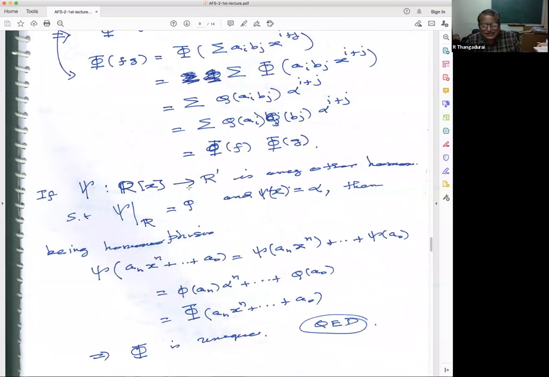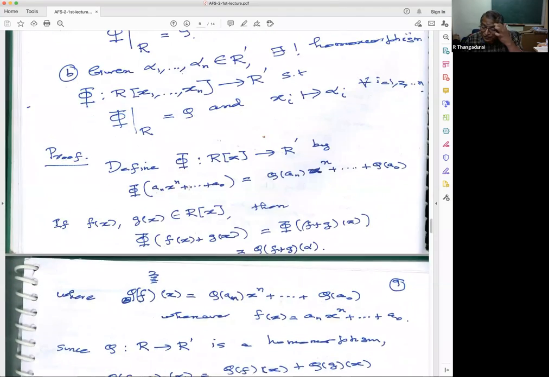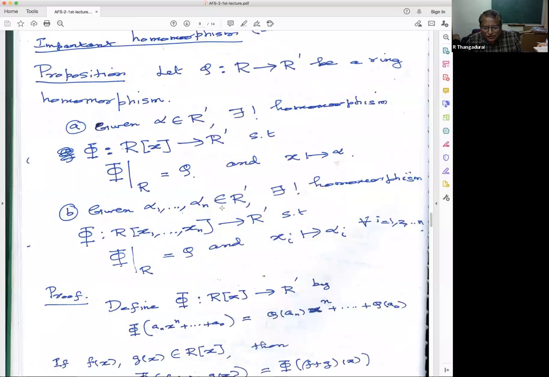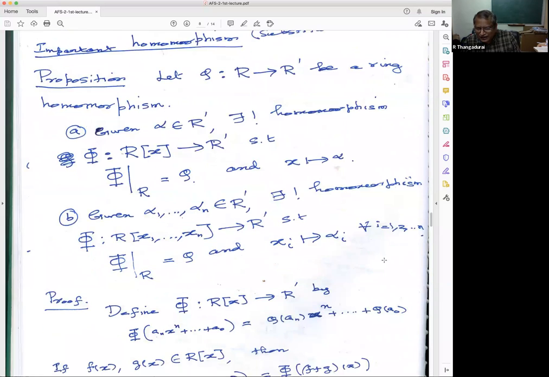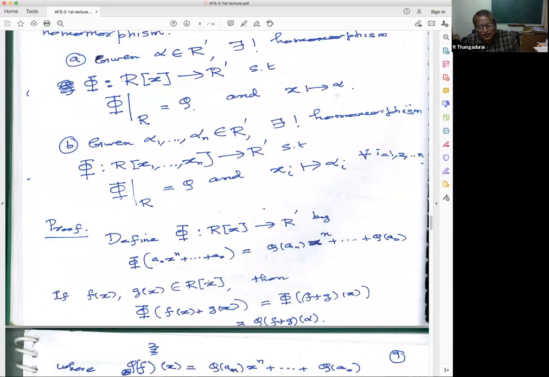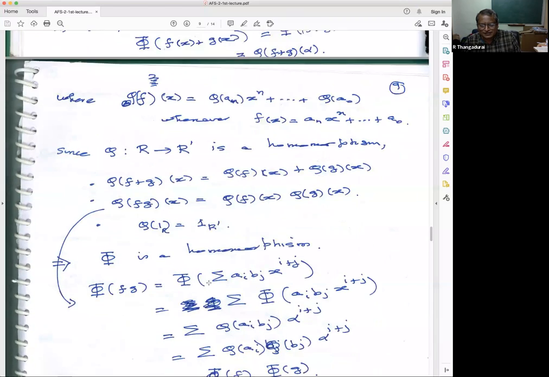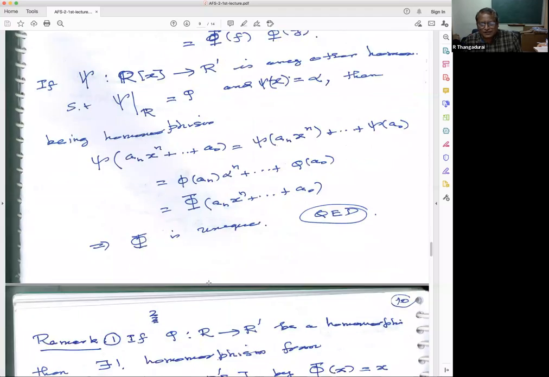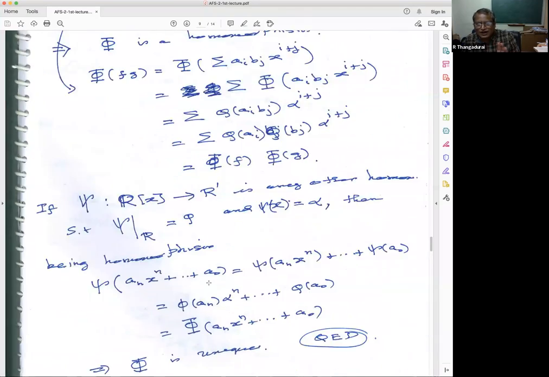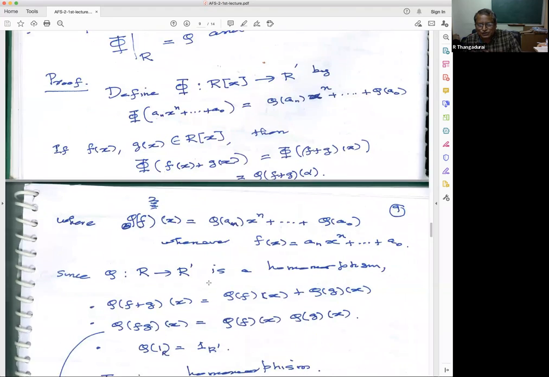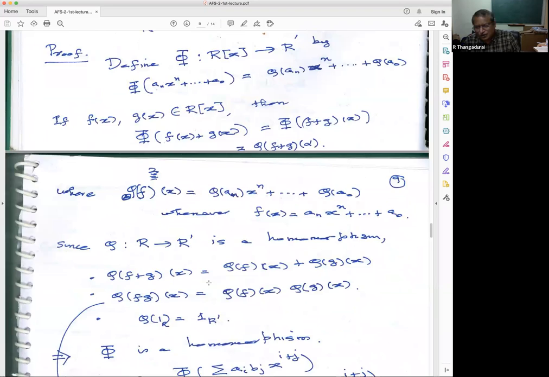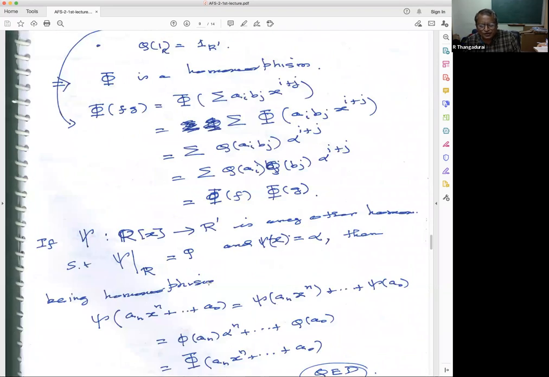Purposefully I just left it. We have to use the multi-index, so i_1, i_2, ..., i_n, etc. The same way you have to define it, and you can prove it in a similar way. So this is a kind of substitution, because x goes to alpha; that is why it is called the substitution principle. This principle we are going to use often in this whole course.